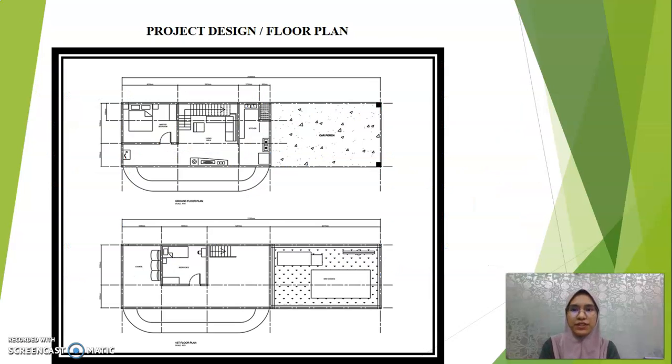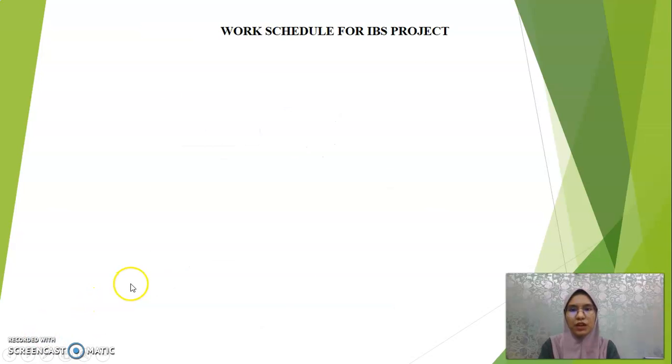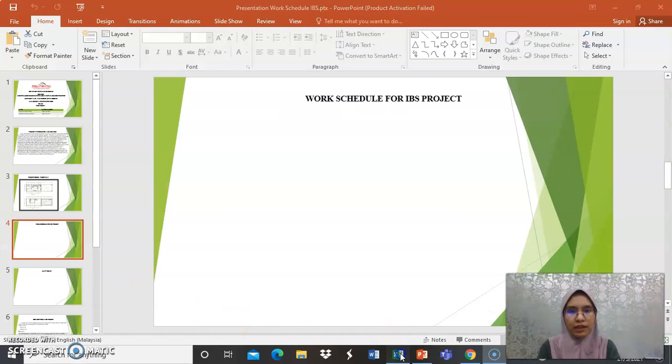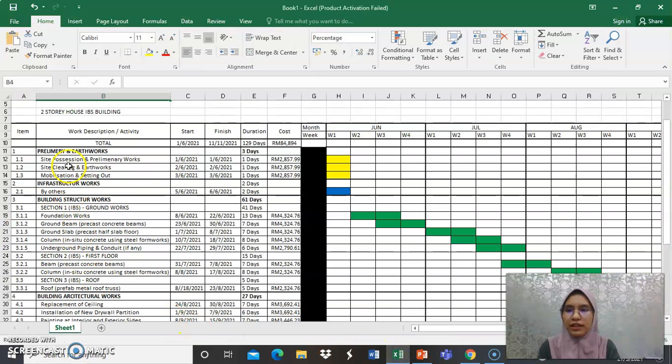Okay, this is our project design or floor plan. This is our ground floor and this is our first floor. We built a two-story IBS building. Okay, now the work schedule for the IBS project. This is our work schedule for the IBS project.